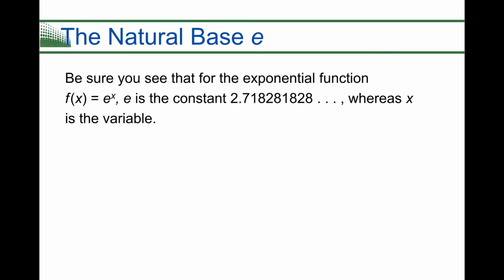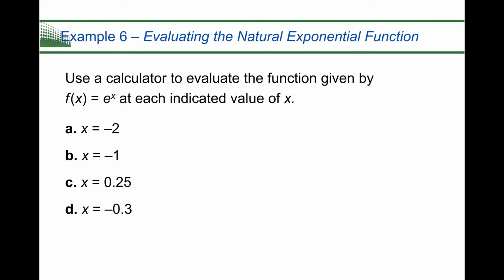So be sure that for the exponential function, f of x equal to e to the x, e is the constant, whereas x is the variable. So don't get confused in the fact that e is a letter, because only x is the variable. e is like pi. It's a symbol that we use to dictate a value that we know, and it's unrounded. It's roundable, but it's not exact.